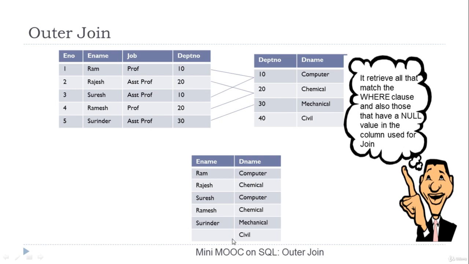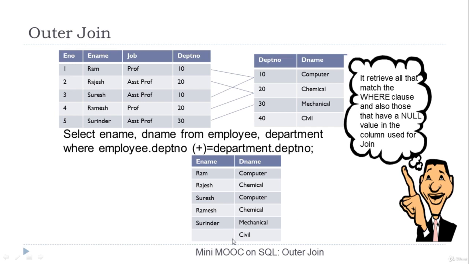Since null will appear in the ename column of the employee table, we have to add a plus sign in the where condition towards the employee table as shown in this statement. Here the plus has been added towards the employee table in the equality condition. The plus sign can appear on any side of the equality condition, but it cannot appear on both sides at the same time.